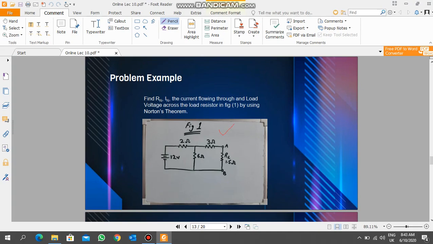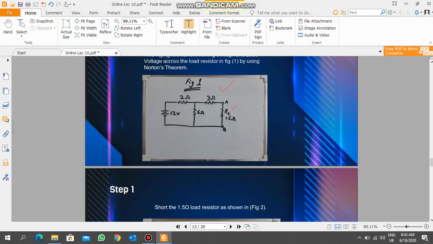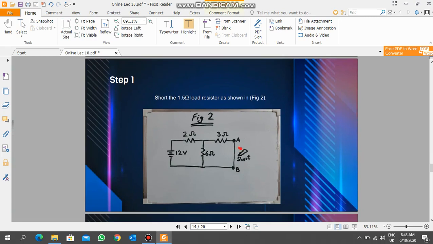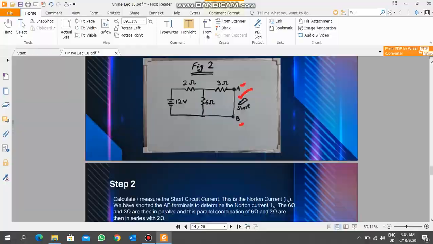Second is find the internal resistance of the source network by deactivating the constant sources. Third is short the load terminal and find the short circuit current. In the fourth step, the Norton equivalent circuit is drawn by keeping the internal resistance in parallel with the short circuit equivalent, and in the final step reconnect the load resistance across the load terminal to find the current, that is known as the load current.